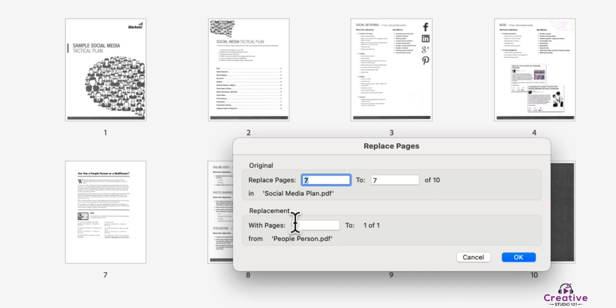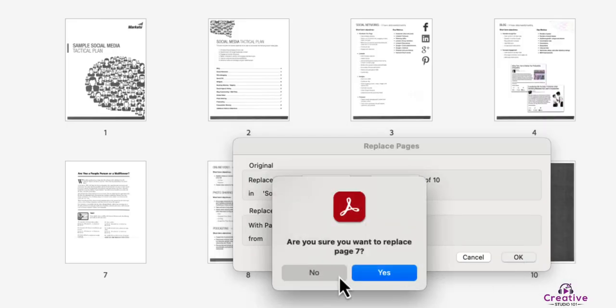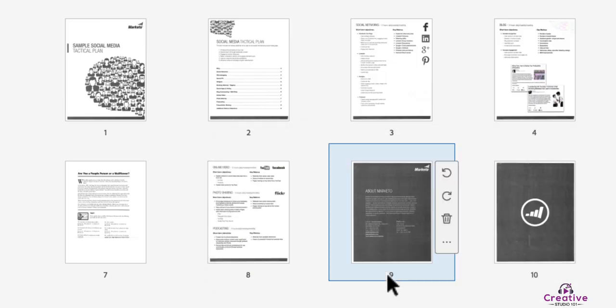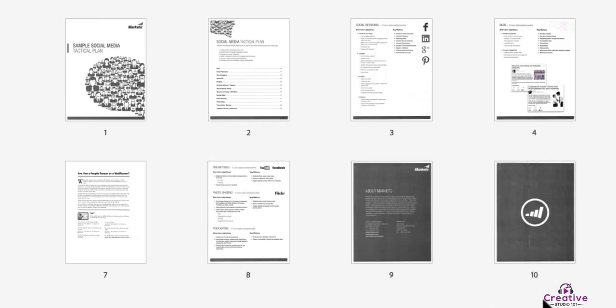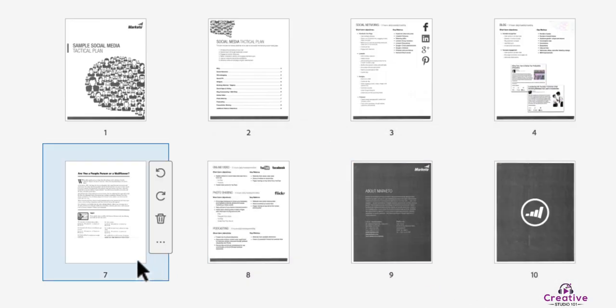And let's just say the one that we have here, people person, we're going to select it. And now it's going to give you another window of instructions. It says replace pages 7 to 7, replace with 1 of 1 from the file that I just chose. And now all I got to do is choose OK. It says, are you sure you want to replace page 7? I say yes. And now it simply replaces that page with the one that I chose.